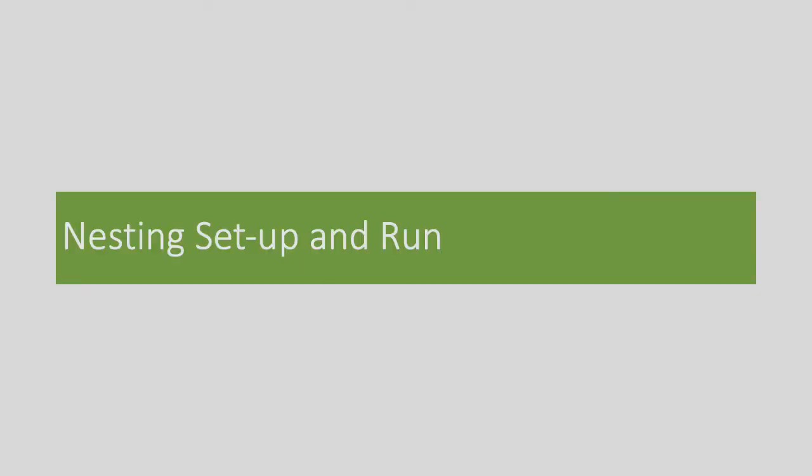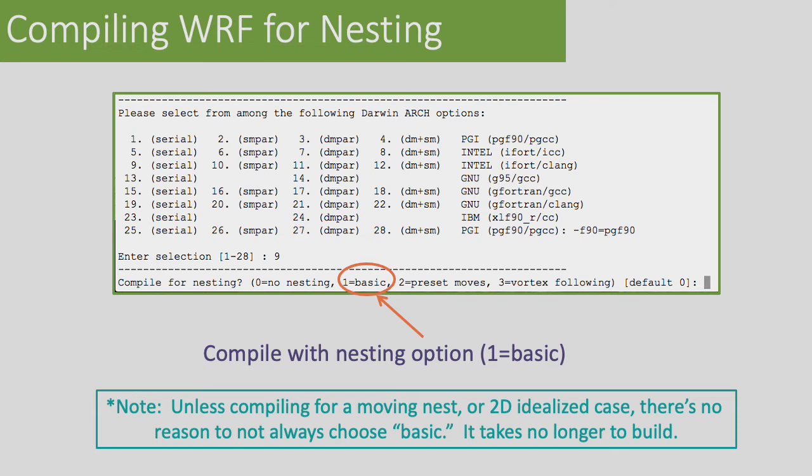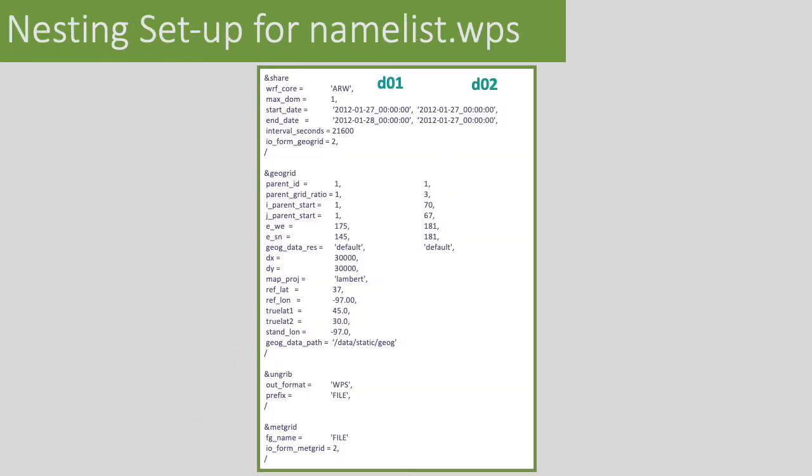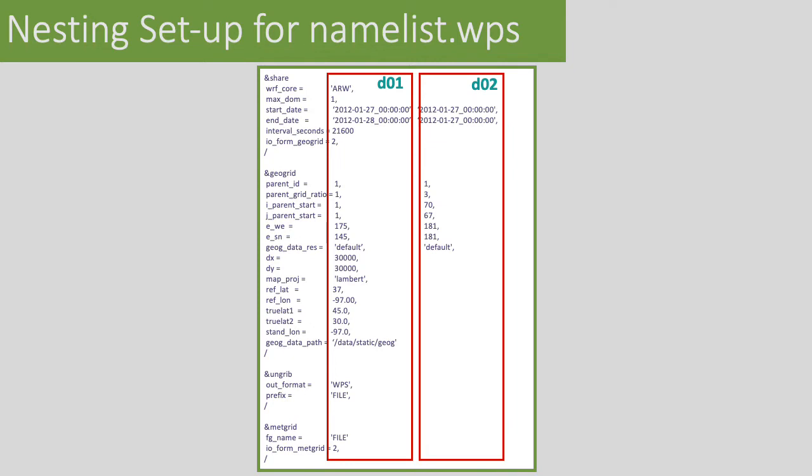Okay, now I'm going to shift to discussing compile and runtime setup for using nesting. During the configure process, unless you plan to use a moving nest option, you'll choose option 1, which is basic nesting. There are several things that need to be modified for nesting in the WPS namelist. You'll notice that the settings for each parameter are in column form. Here we have 2 columns which represent domain 1 and domain 2. You'll also notice that not every namelist parameter has a setting for multiple domains. These parameters are not domain dependent and should be left as only a single value. But for the parameters that have multiple settings, you'll need to set these accordingly for the purpose of running with the nest.